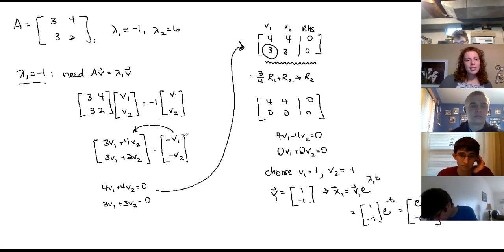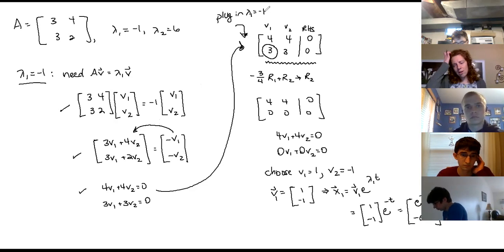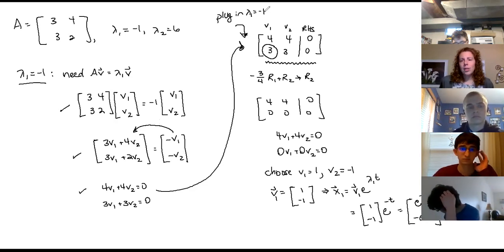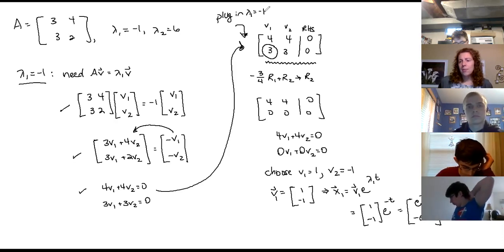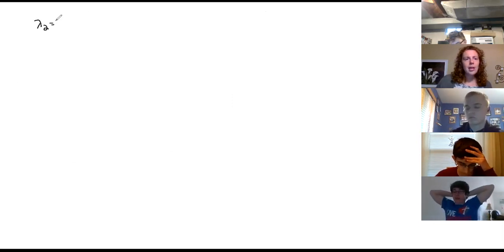So therefore, instead of going through this step and this step and this step, you can jump right to this step by plugging in lambda 1 equals -1. You can totally jump right there. And that is what we are going to do with lambda 2 equals 6. That'll make our life way easier. So we can jump in and plug right there. All right, so let's do lambda 2 equals 6.